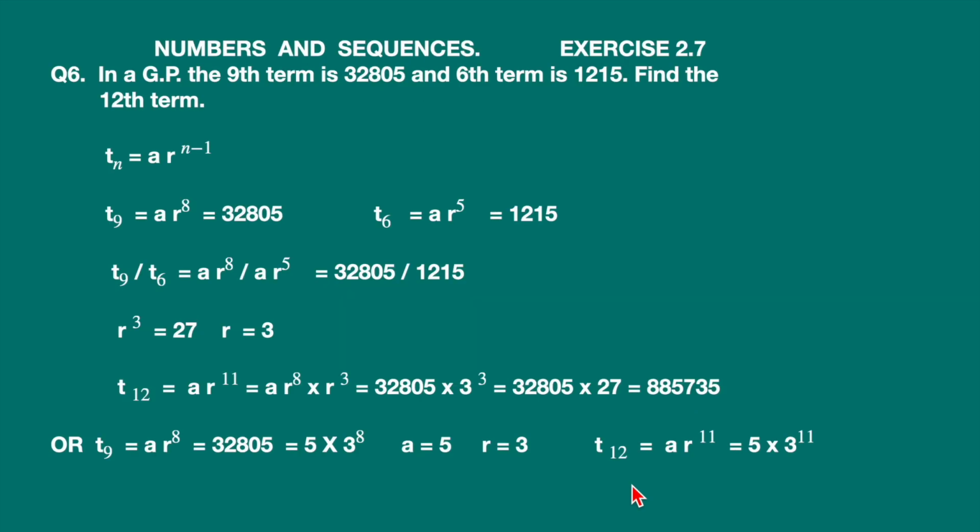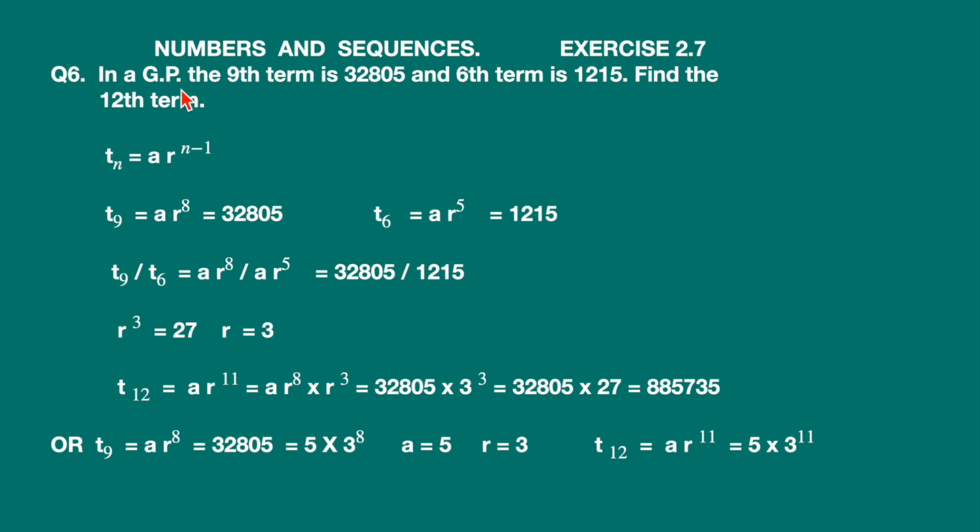We are studying the second chapter, numbers and sequences. The first 5 sums of this exercise 2.7 I've done in the previous video. Please go through that video. The topic of this exercise is geometric progression. The remaining sums from sum number 6 to sum number 12 I've done in this video. Let's go to the sums.